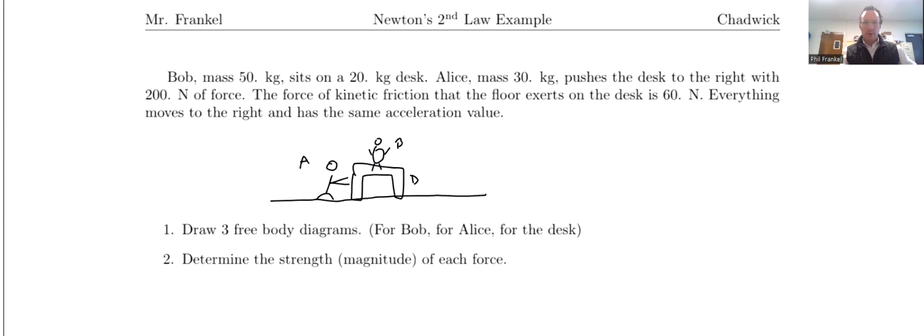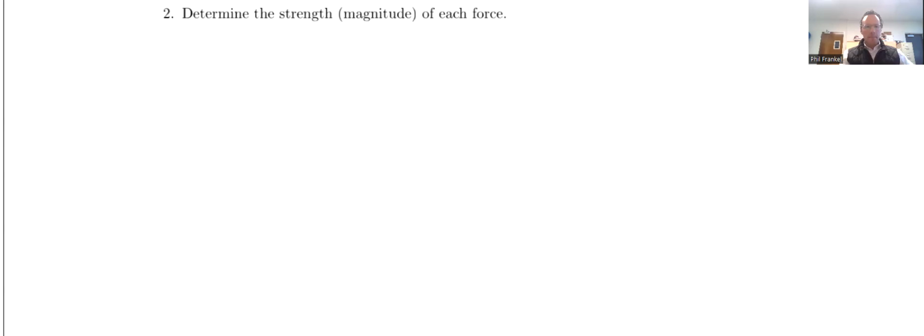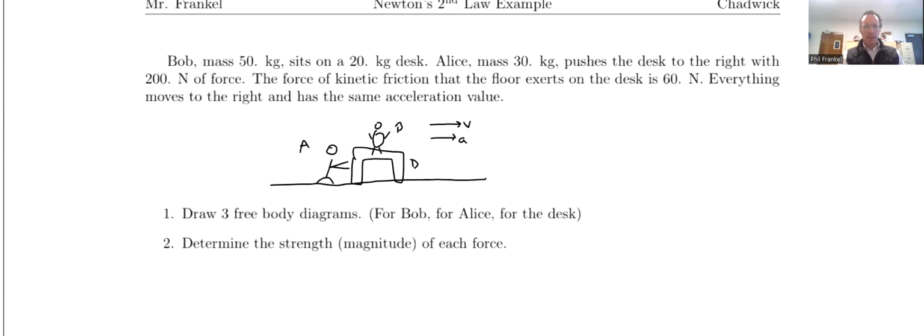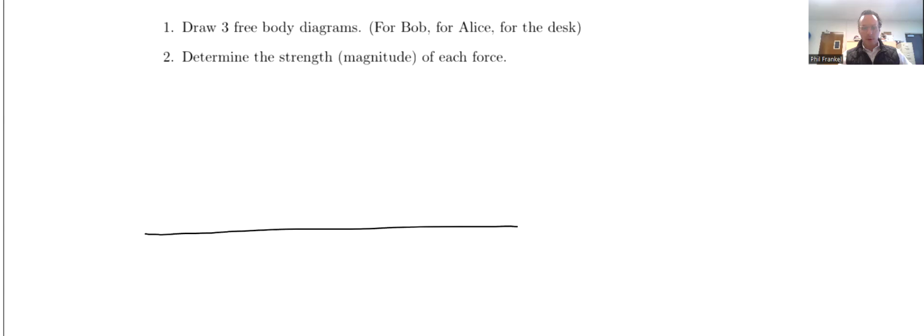We're told that the floor exerts a kinetic frictional force of 60 newtons on the desk, and everything moves to the right. So everything has a velocity to the right and has the same acceleration. I guess everything's accelerating to the right as well. The first thing we want to do is draw three free body diagrams, one for each of the objects. When I draw these free body diagrams, I'm going to draw them in the same positioning as they appear in the little picture up here, but I'm going to give some space between them so all the force vectors are easy to identify.